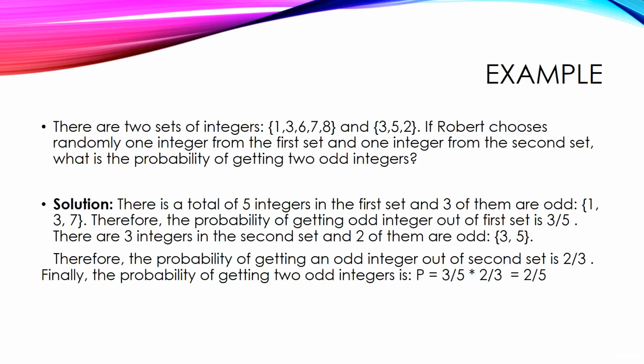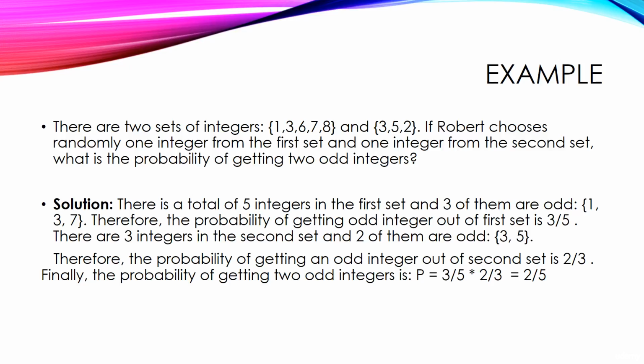Let us look at an example. There are two sets of integers: 1, 3, 6, 7, 8 and 3, 5, 2. If Robert chooses randomly one integer from the first set and one integer from the second set, what is the probability of getting two odd integers? There is a total of 5 integers in the first set and 3 of them are odd: 1, 3, 7.